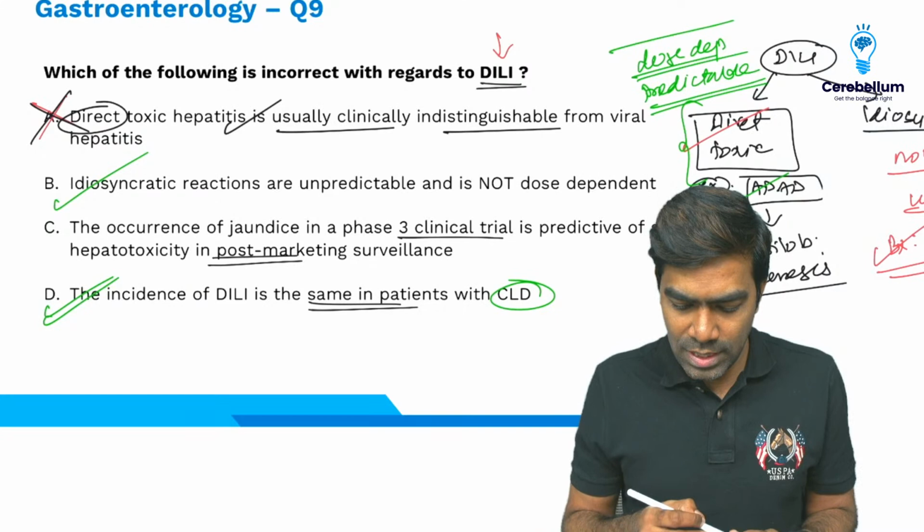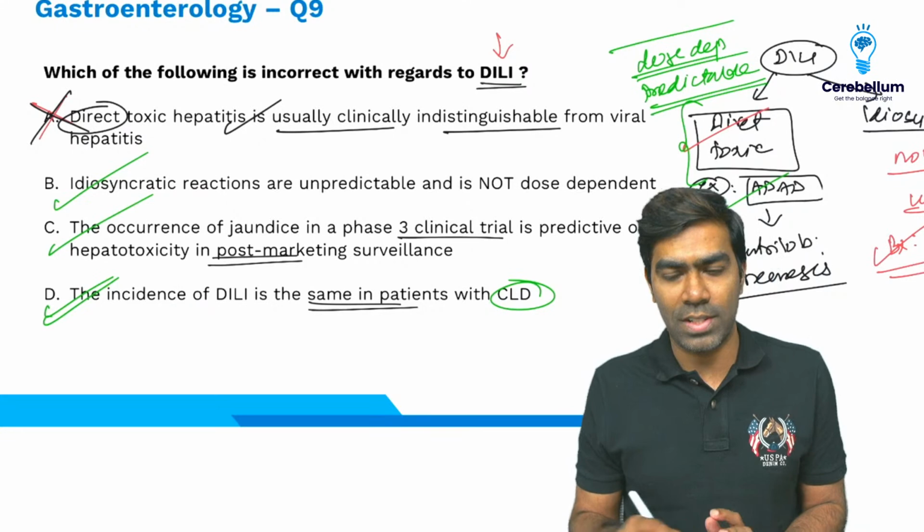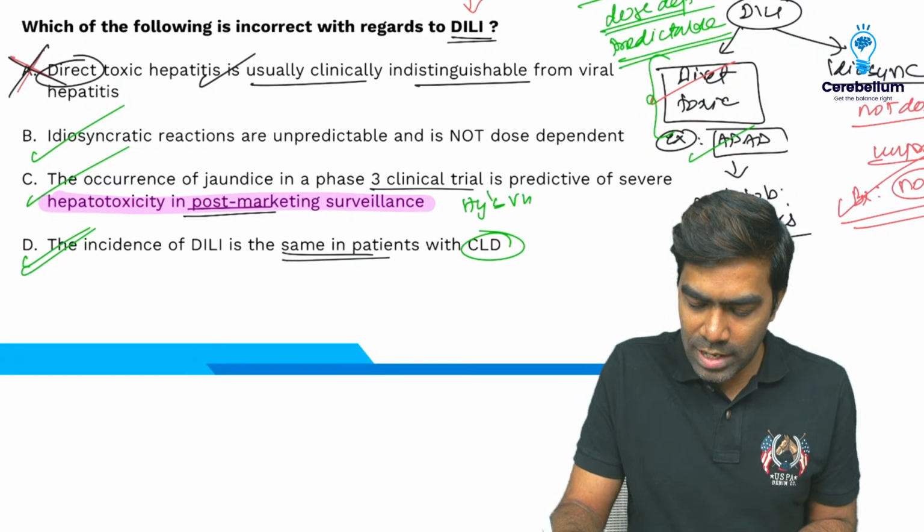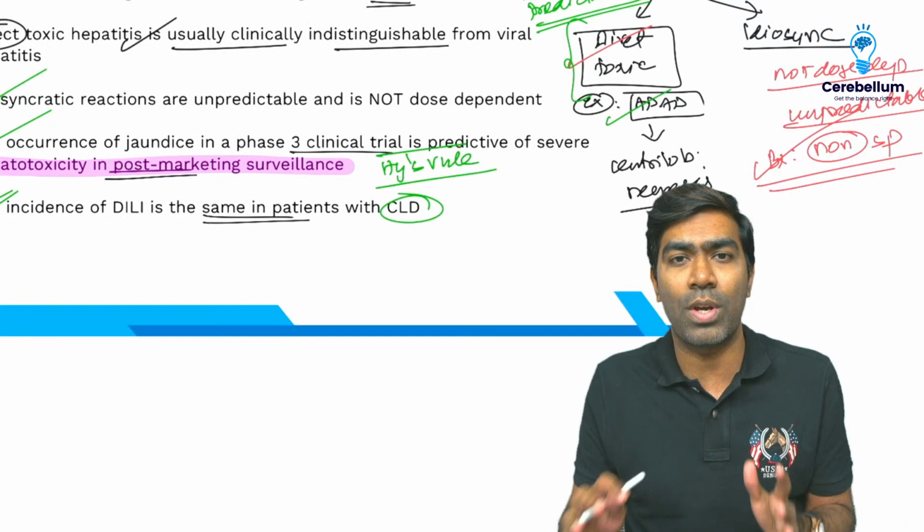Option C: the occurrence of jaundice in phase 3 clinical trial is predictive of severe hepatotoxicity in post-marketing surveillance. That's correct. I've mentioned this specifically because it could be a future question. It is given in Harrison as something called Hy's rule, also called the Hyman Zimmerman rule. He's one of the pioneers in the drug-induced liver injury field. You can search his name on Google. His name is Hyman Zimmerman. That's called Hy's rule.